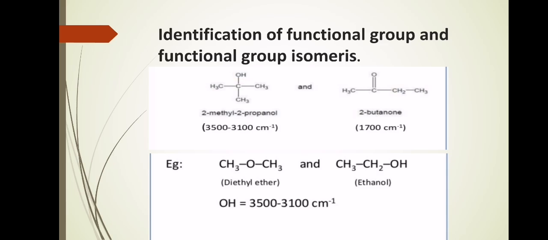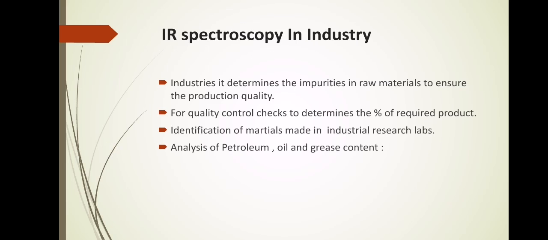Functional group isomers are 2-methyl-2-propanol, whose hydroxyl absorption band is 3500 to 3100 per centimeter, and 2-butanone, at 1700 per centimeter. Another pair of functional group isomers is diethyl ether and ethanol, and its hydroxyl absorption band is 3500 to 3100 per centimeter.